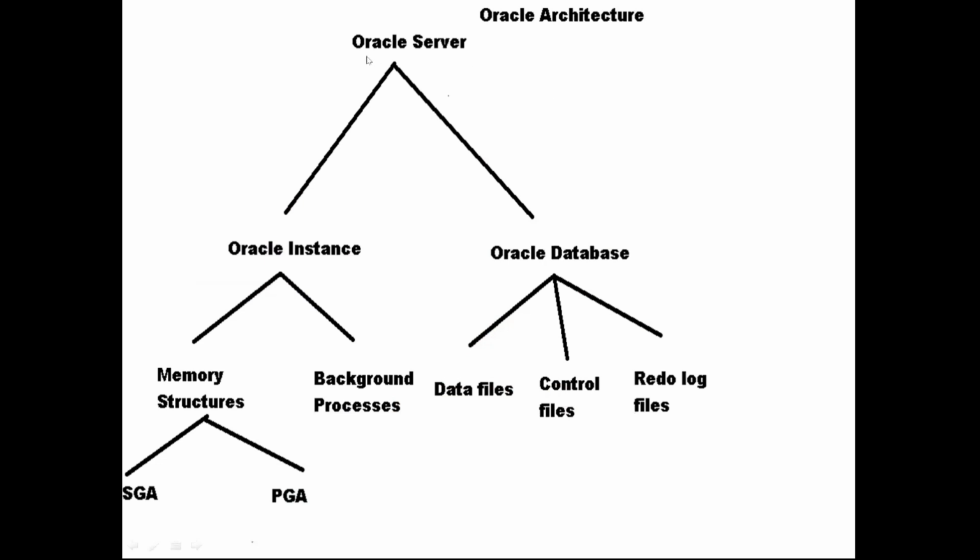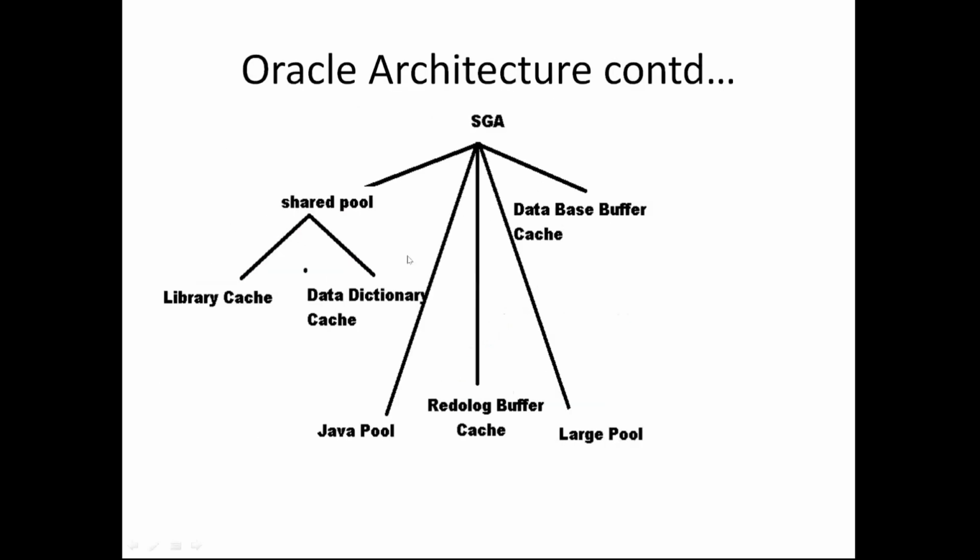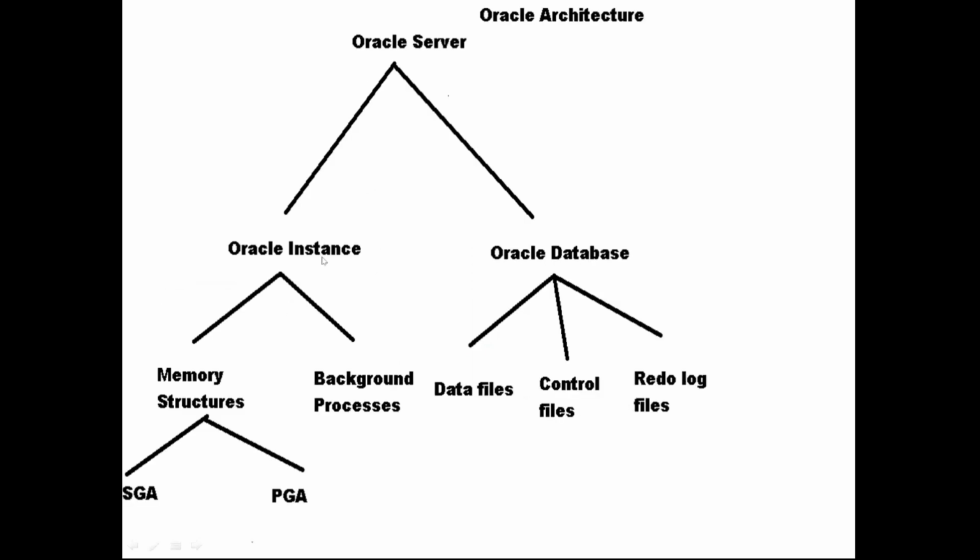Oracle architecture means you should know that there is an Oracle server, and inside the Oracle server we have two components: the Oracle instance and the Oracle database. The Oracle instance again contains two components, memory structures and background processes. Memory structures again contain two components, SGA and PGA. And the Oracle database contains three files: data files, control files, and redo log files. This you should know, guys.